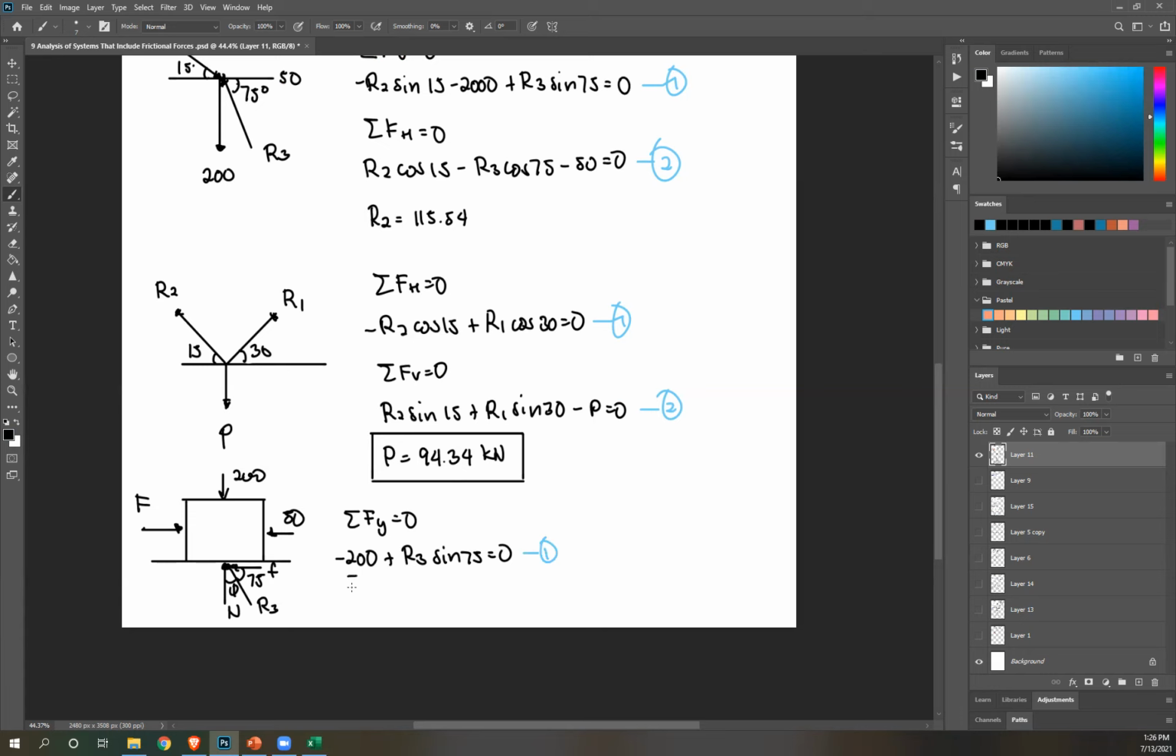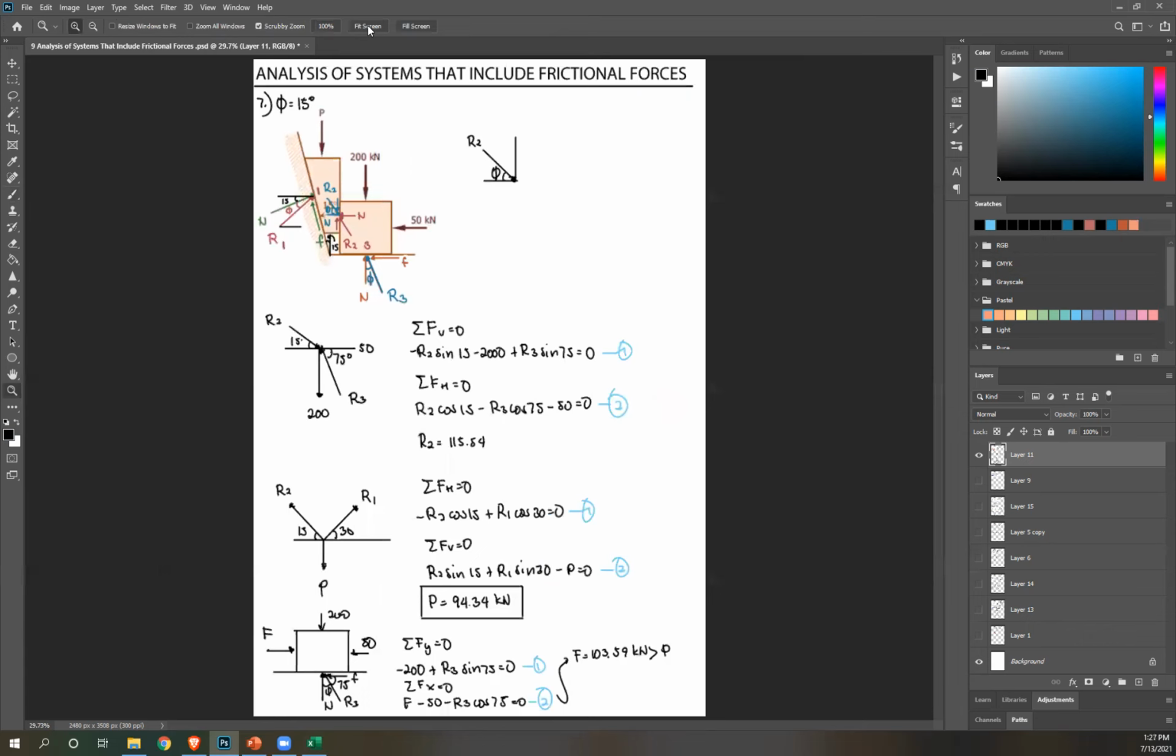And then summation of forces x equals 0. F minus 50 minus R3 cosine 75 equals 0. This is your equation 2. Using this, you can solve for F. If you solve for F, you'll get 103.59 kilonewton, which is greater than P. So as you can see, wedges will take less amount of force than if you were just to push it directly. So that's one of the purposes of wedges.